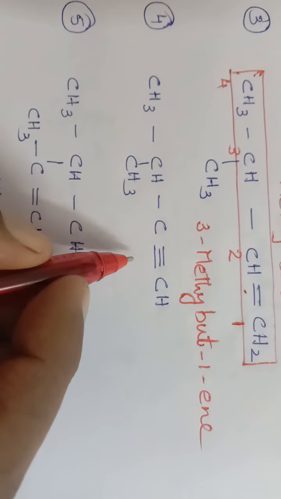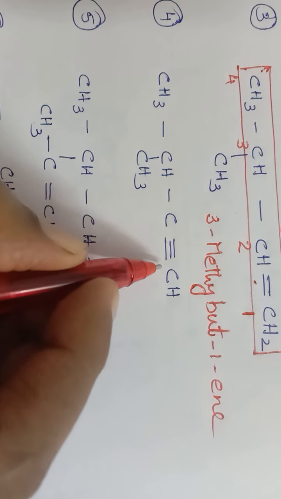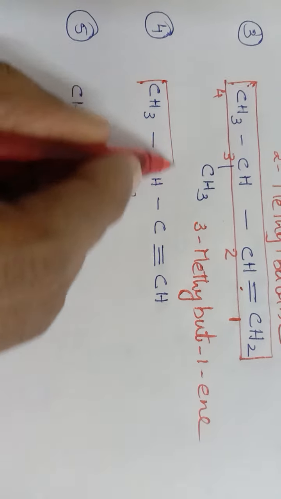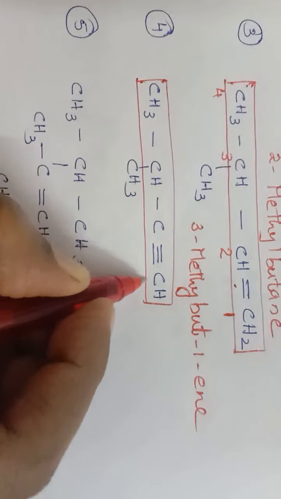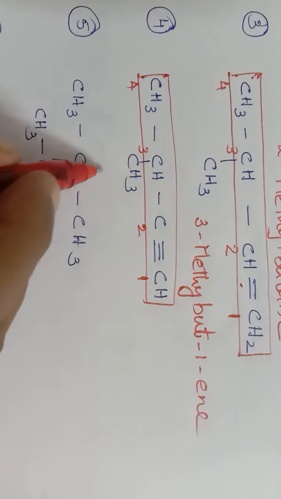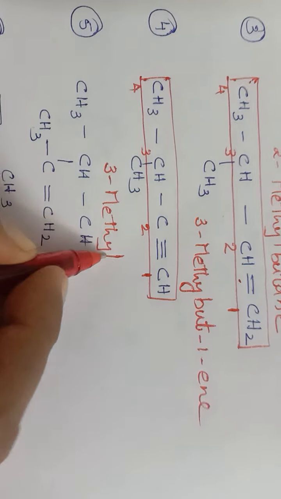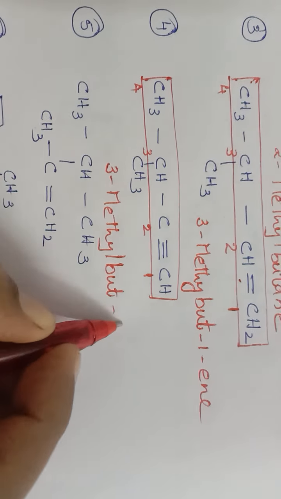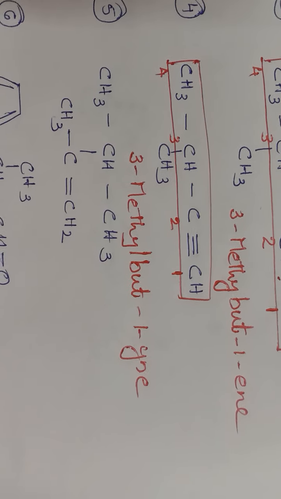Next compound, a triple bonded compound. So this is the functional group, carbon-carbon triple bond. So we select this as the parent chain. Triple bonded carbon atom is given number 1. 1, 2, 3, 4. Third carbon atom, methyl group. So 3 methyl, but 1 yne is the name.